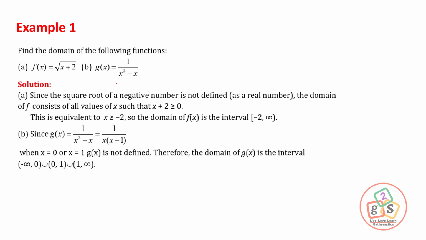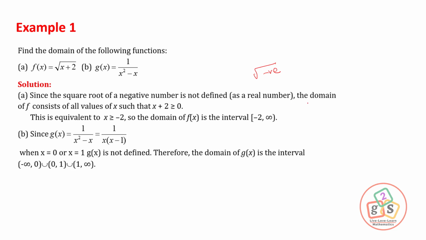Now we see some examples. The first one: find the domain of the following functions. So first one, f of x is equal to square root of x plus 2, and second one, g of x is equal to 1 by x square minus 1. So first we see the solution of the first one. Here in the function we have a square root. Since the square root of a negative number is not defined, that is, if within the square root we have a negative, it is not defined. We come to the complex number system, but here we consider only real numbers.